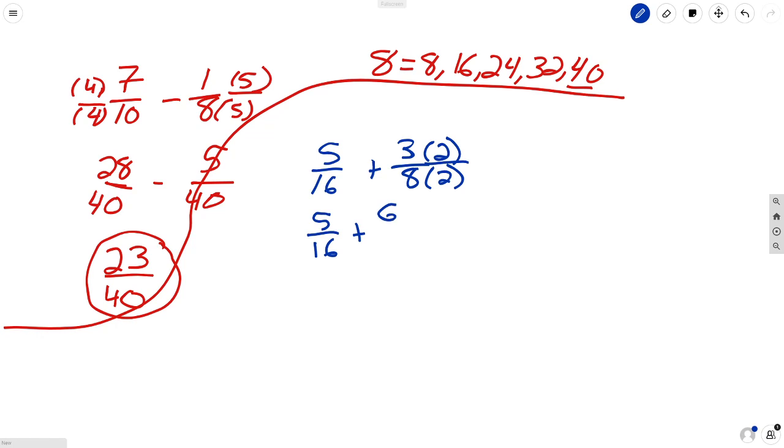But 3 times 2 is 6. 8 times 2, again, is 16. When we add or subtract fractions, the denominator stays the same. And 5 plus 6 is 11. So it can be as easy as this. It can be as easy as just multiplying one of the fractions by a number to get the same denominator.